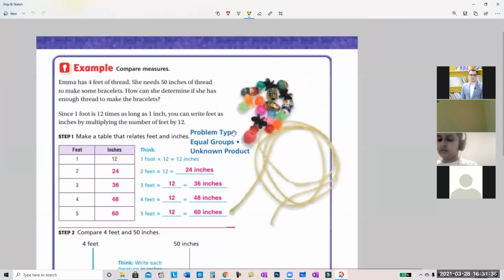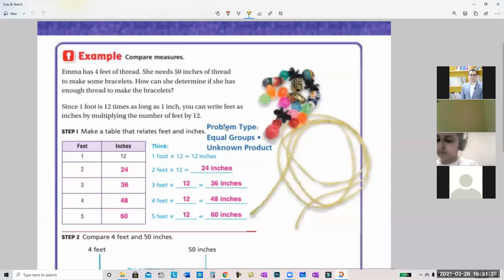I need someone to read it. Muhammad Abdul Wahid.